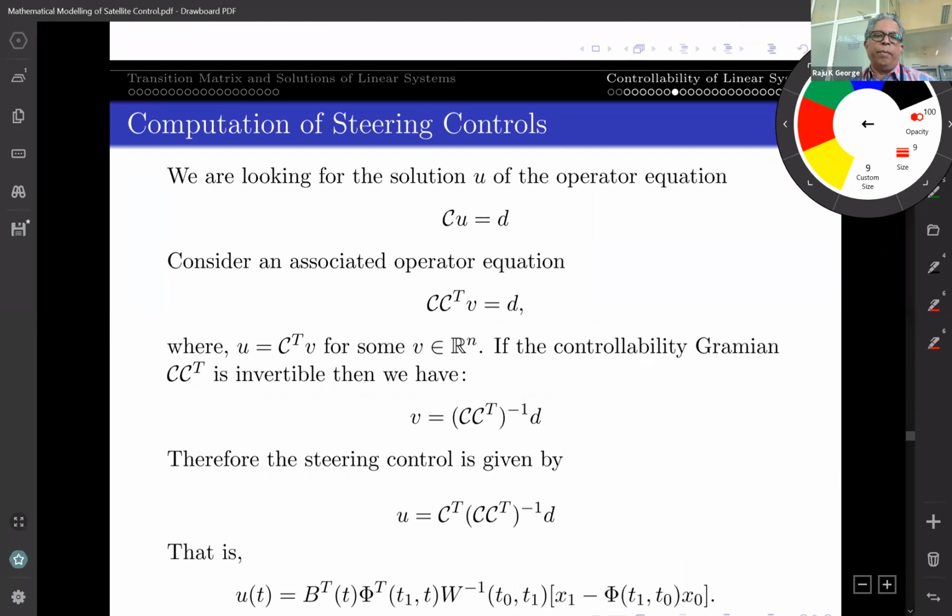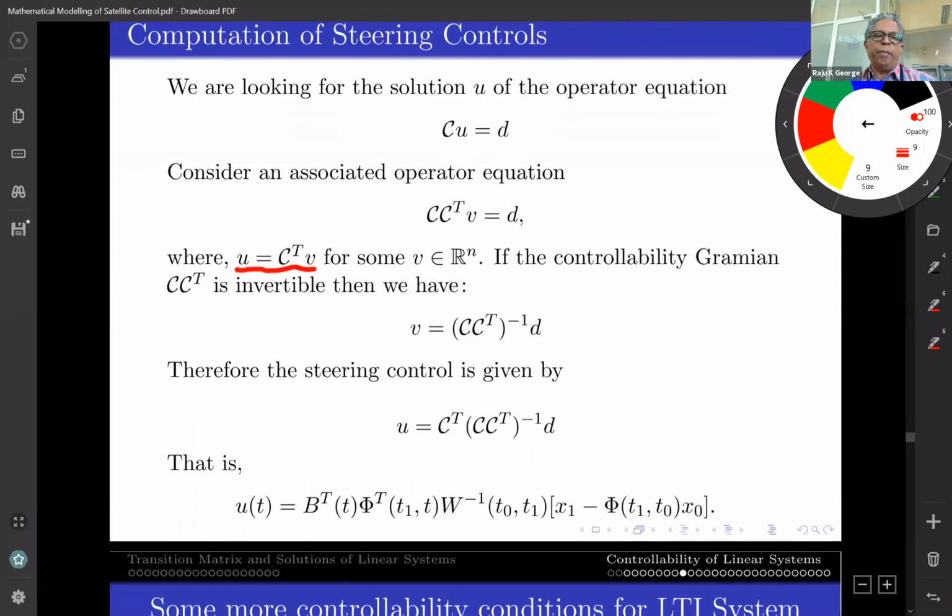And if I want to solve it, instead of solving Cu is equal to D, I can solve C transpose V is equal to D. If CC transpose is invertible, then I can find V. Once V is known, then U is given by C transpose V. So V is CC transpose inverse times D. Therefore, the steering controller is given by C transpose times CC transpose inverse times D.